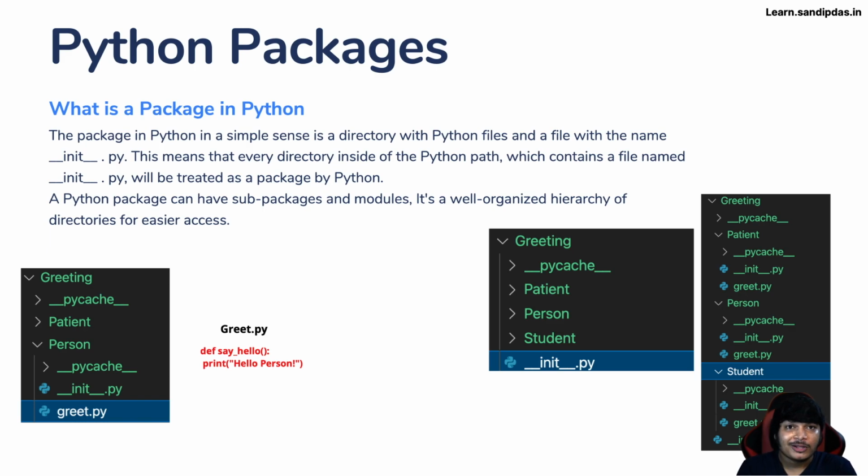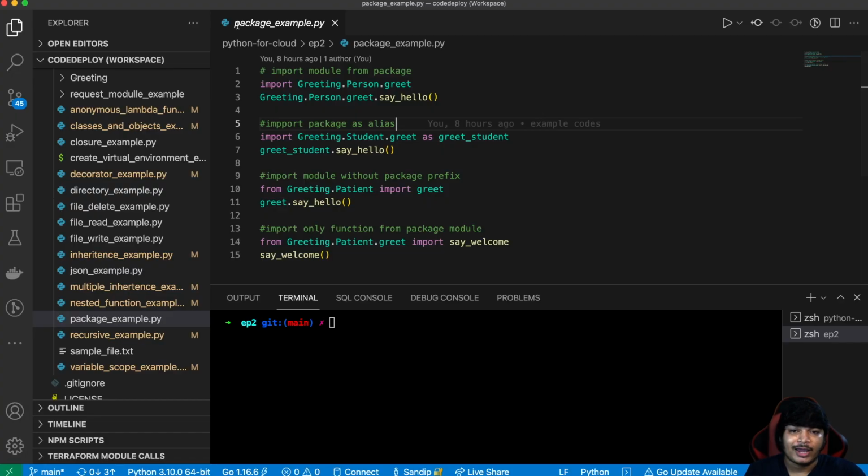Now one thing to note here is that this __init__.py file should be blank. Don't put anything there. Always remember that part. Now let me show you an example so that it becomes a clearer idea to you. The package example will be found in the package_example.py file. Here you will see I have created one package.